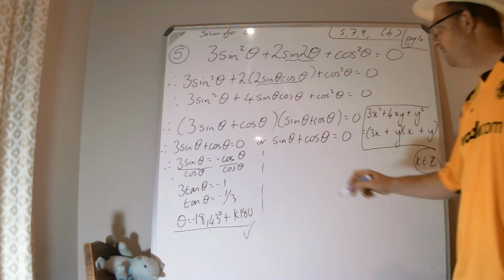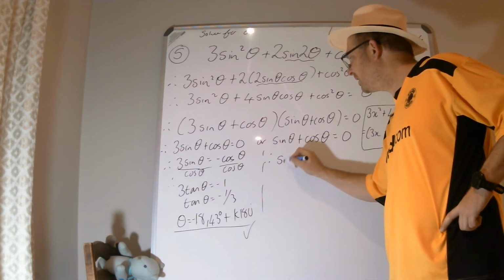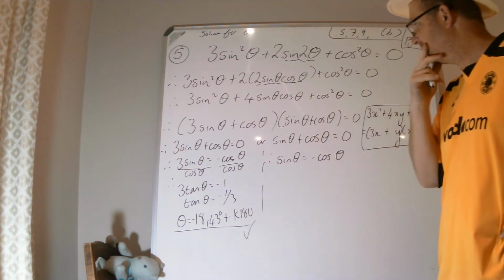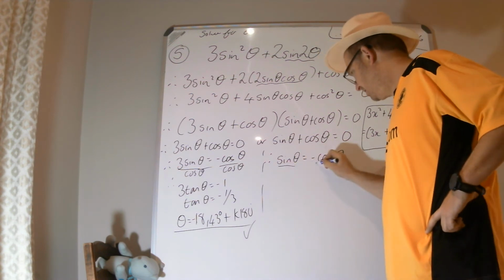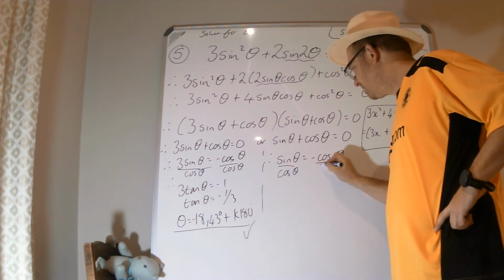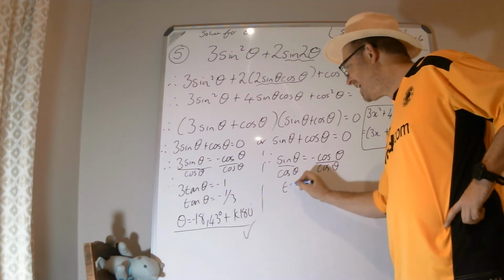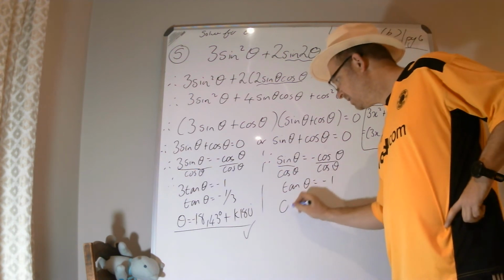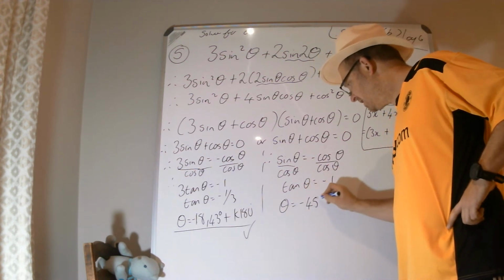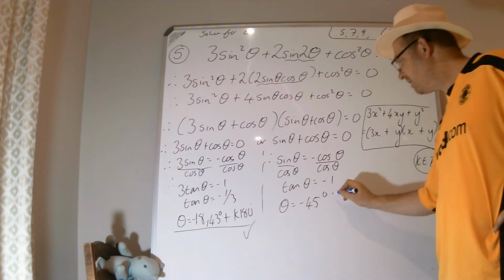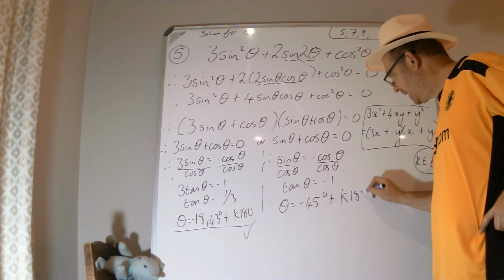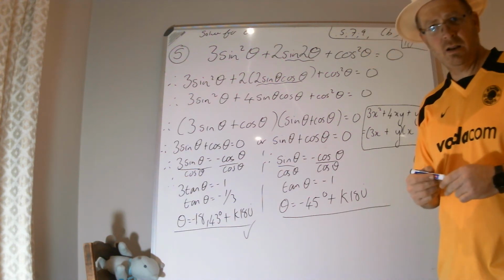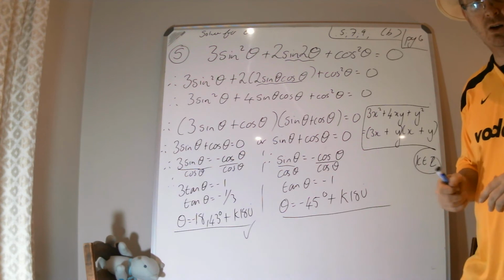Right, and Ibitombe, let's do this one. I'm going to get sine theta is equal to negative cos theta. So you get excited because it's a single term with sine and cos. So you divide both sides by cos, and you get tan theta is equal to negative 1. Go check on your calculator or use your head. You'll get theta is equal to negative 45 plus k 180. I'm so proud of you, Maximilian and Ibitombe. Congratulations.